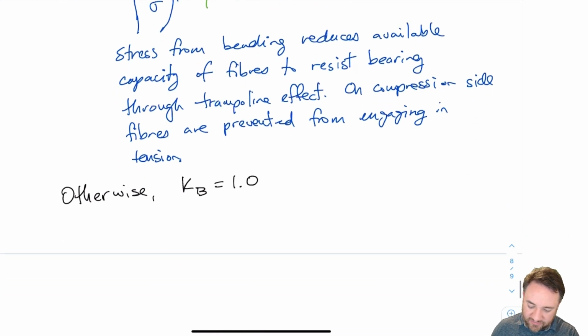So the very last factor that we need to consider in the equation for compression perpendicular resistance in O86 is the size effect factor.